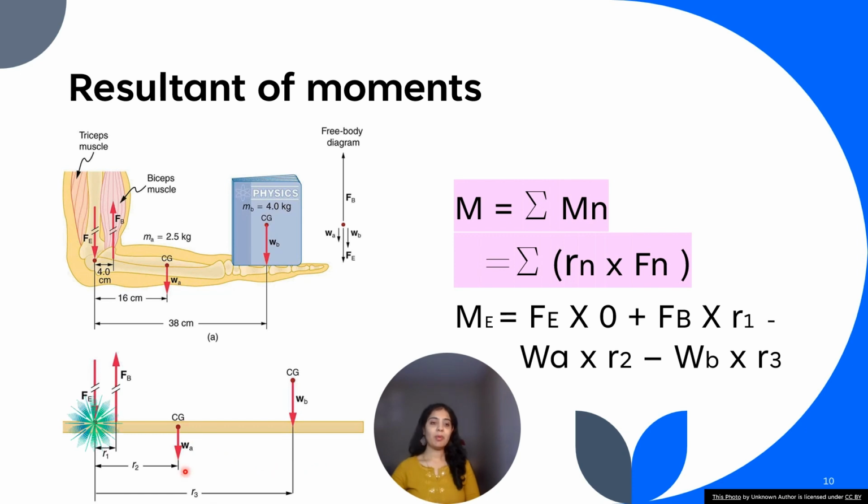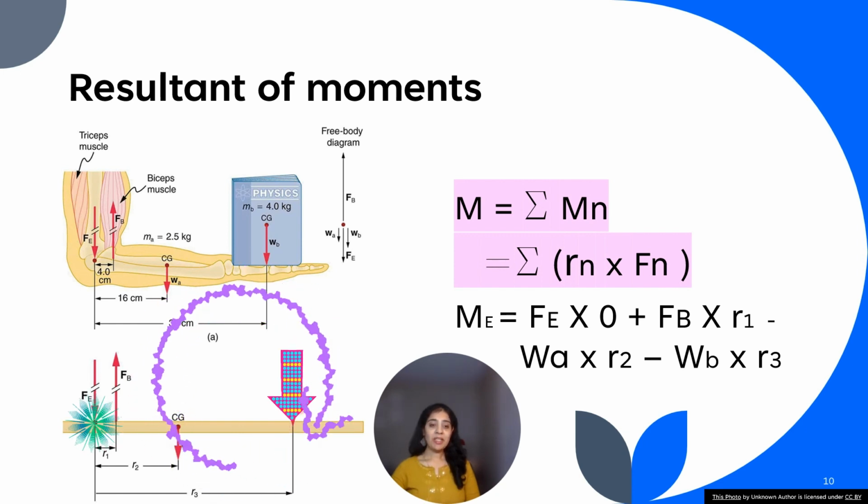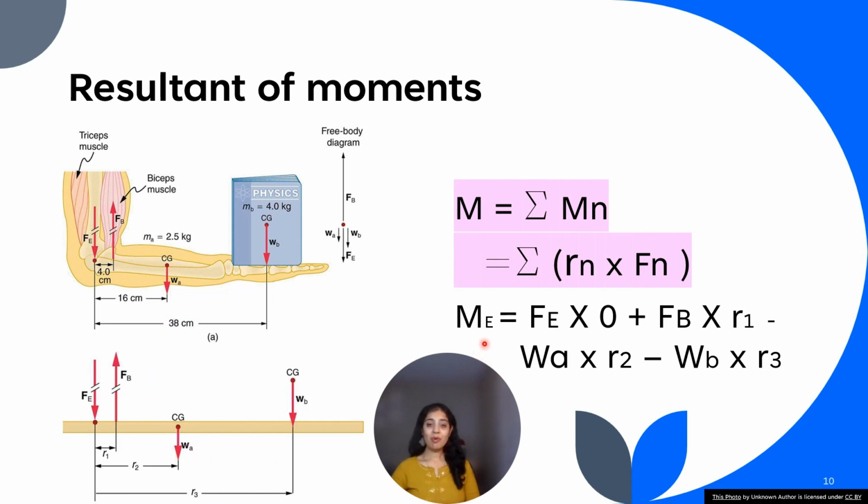Now next force is Wa. So the moment created by Wa will be Wa into R2, but it is in the clockwise direction, so it will be negative. So minus Wa into R2. Next force is Wb, and the distance from the point E to force Wb is R3. So Wb into R3 is the moment, and its sign will be negative as it is clockwise movement. So net moment acting on this body is ME is equal to Fb into R1 minus Wa into R2 minus Wb into R3.